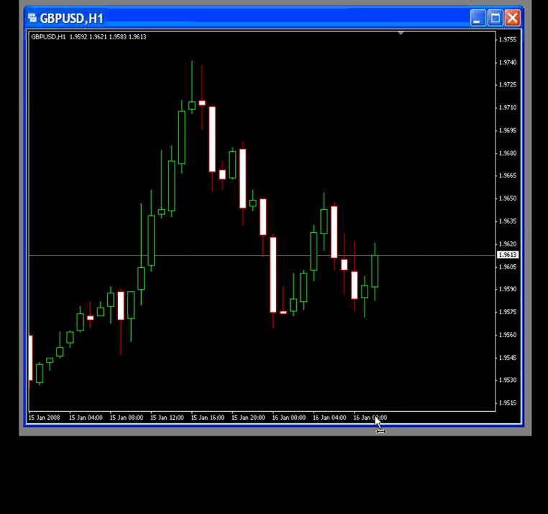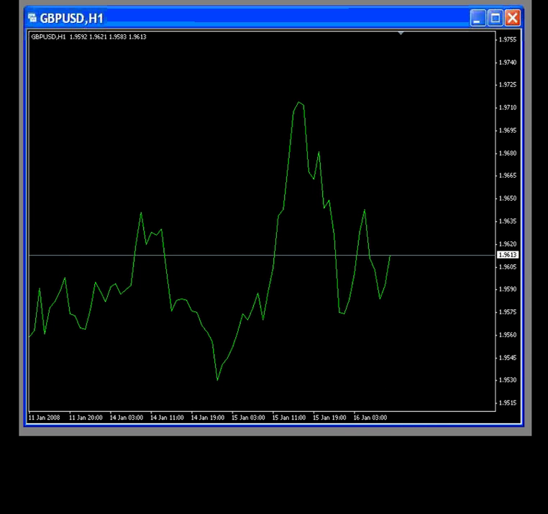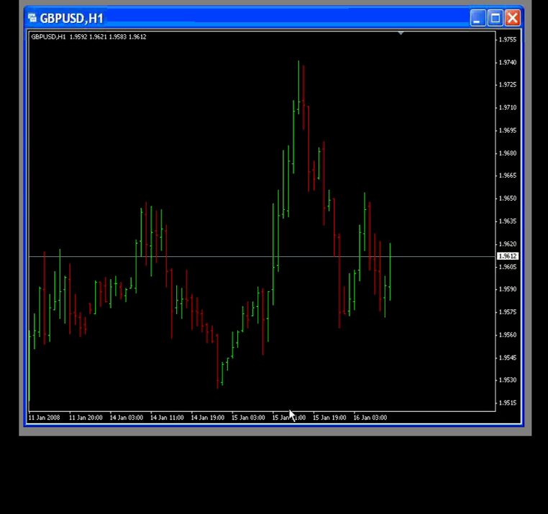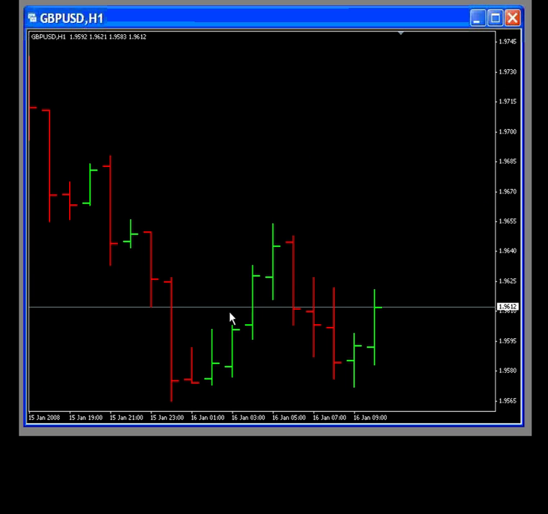The next type of chart I want to talk about is a line chart. So I'm just going to go ahead and switch to a line chart here, and what a line chart represents is the close. So every time a bar closes, it connects the close of each bar. For example, if we go ahead and look back at a bar chart, it looks like this. Now if we zoom in here and we were to connect the closes of each bar, that would give us our line chart.